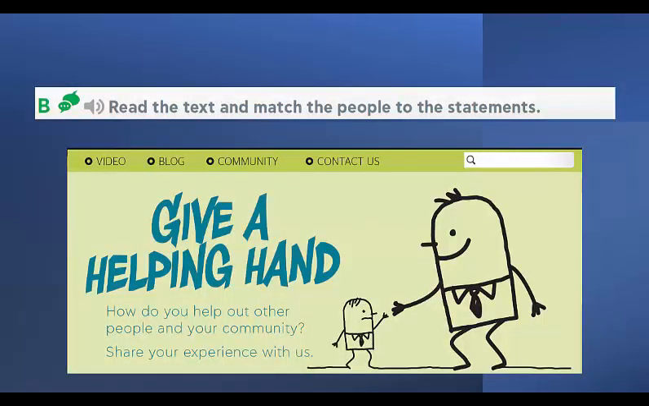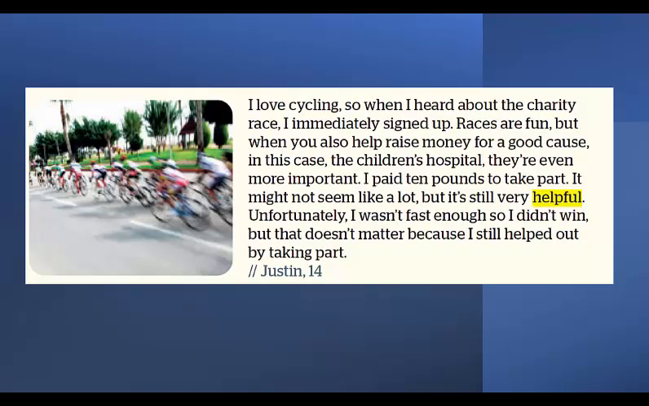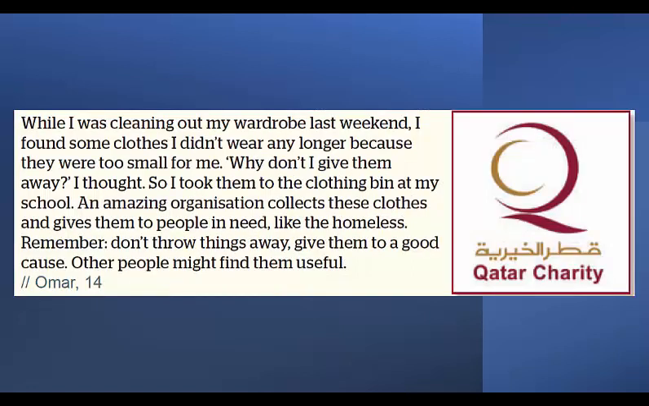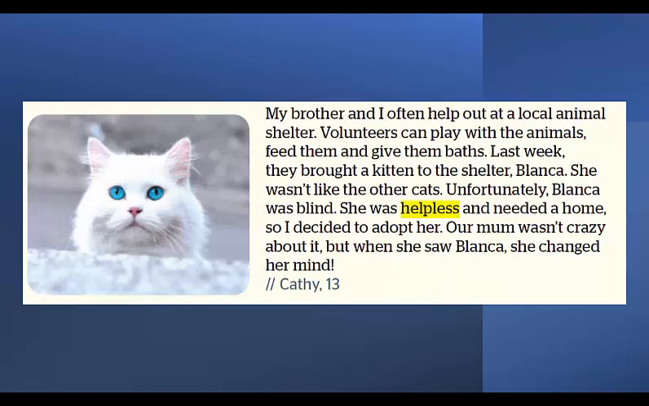And now, we will read the text from the same page, page 90, and it is Give a Helping Hand. Let's read together. Here is the first paragraph. Pause the video and read it. Here is the second paragraph. Now to the last paragraph from Kathy, 13 years old.